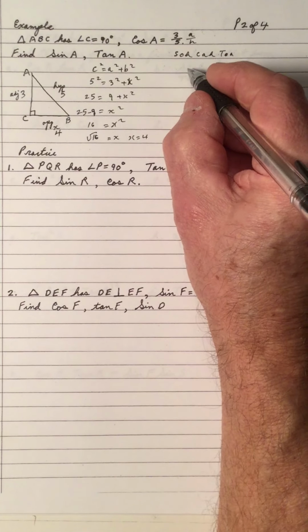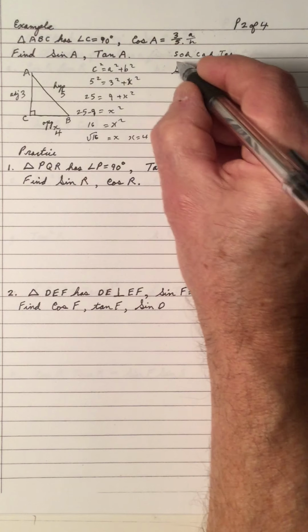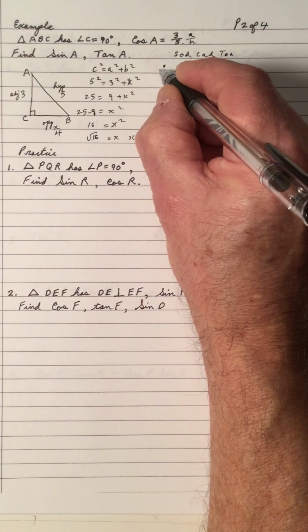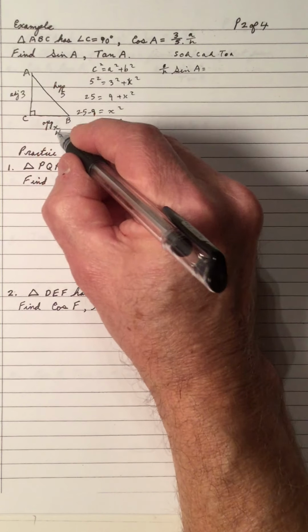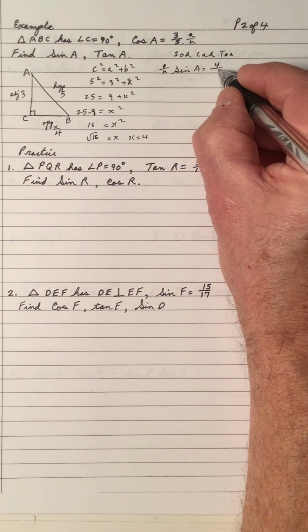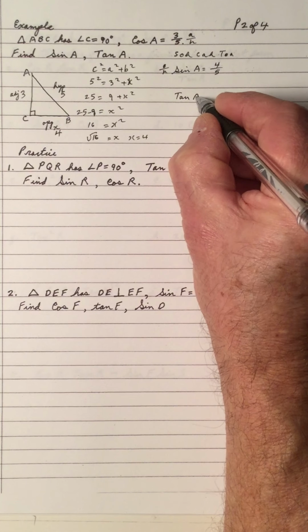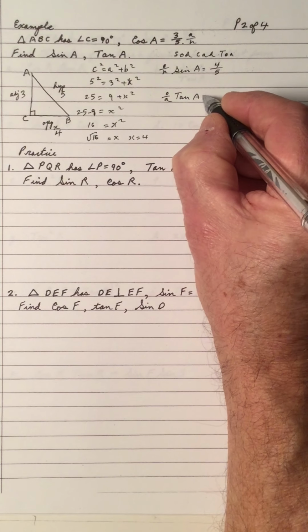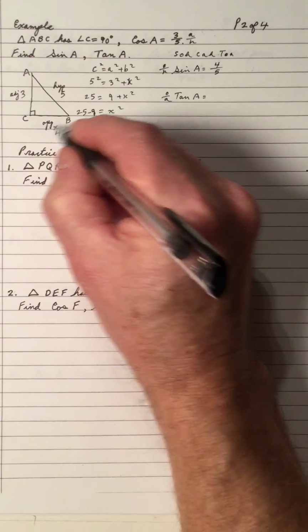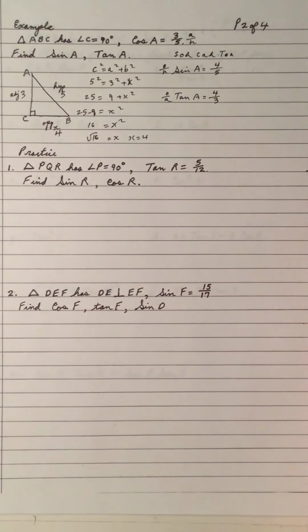So the sine of A, sine is opposite over hypotenuse, O over H. So the opposite side would be 4 over hypotenuse 5. The tan of angle A, tan is opposite over adjacent. So the opposite side would be 4 over the adjacent side of 3.